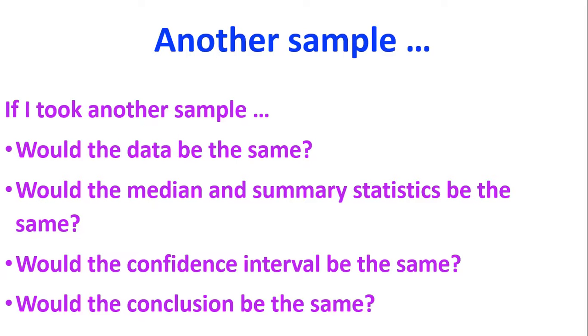What about our conclusion? Well, if I've got enough evidence to make the call, then I'm probably still going to have enough evidence to make the call with another sample. If I didn't have enough evidence to make the call, then taking another sample is probably still going to give me the same conclusion. So our conclusion is likely, not guaranteed, likely to be the same.